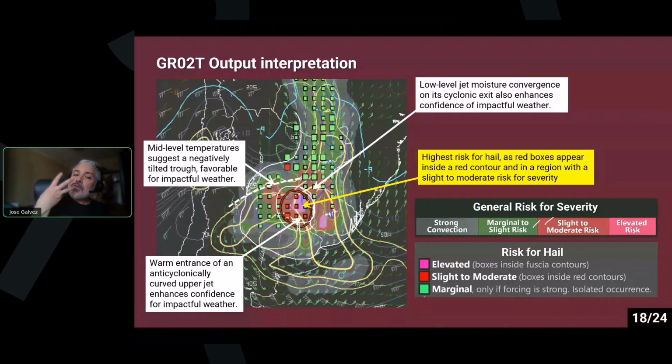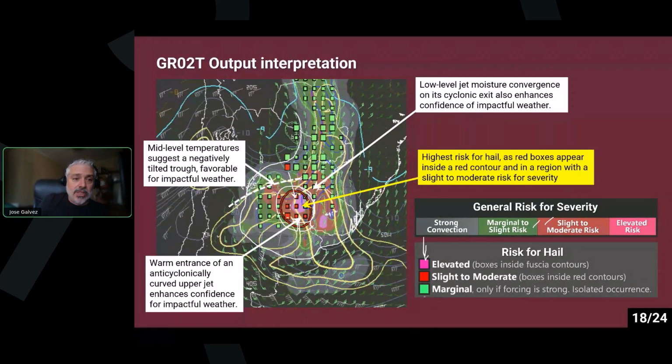So if you have these red or fuchsia or magenta boxes, and you have a color contour around them overlaid over a region of severe weather, then that means that the atmospheric conditions are really favorable for severe weather in that particular location. So in this case, if I were looking at this and gaining confidence that that distribution will happen, then I would forecast severe weather and actually hail for this particular location.